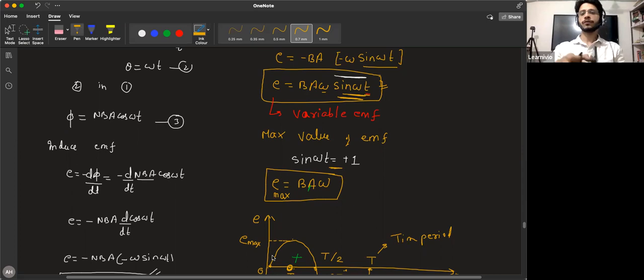The coil is starting from this configuration. This is the magnetic field. This is the coil at t equal to 0. So the angle between magnetic field and area vector is 0. That's why you can see that at t equal to 0, your EMF is 0. Then it rotates by 90 degrees and your EMF becomes maximum. So your EMF is maximum when the angle between the magnetic field and area vector is either 0 or 180.